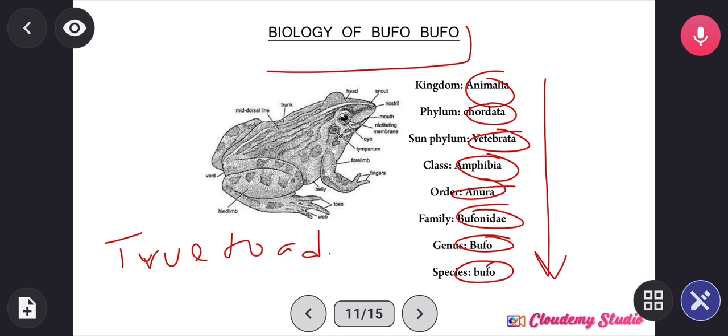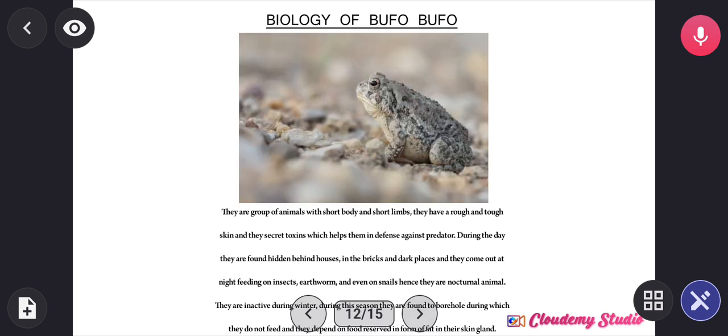They have a short body and short limbs. They have rough and tough skin, which helps them to secrete a toxin. Remember, I told you that they secrete a toxin using the parotid gland, and this toxin is used for defense against predators. During the day, they are found hiding behind houses, bricks, and dark places, and they come out only at night to feed on insects, earthworms, even snails, and they are referred to as nocturnal animals.